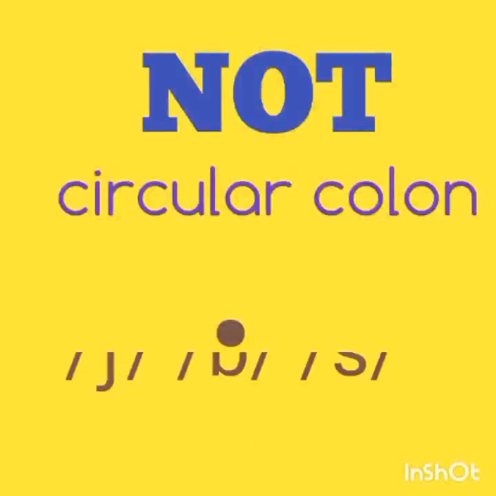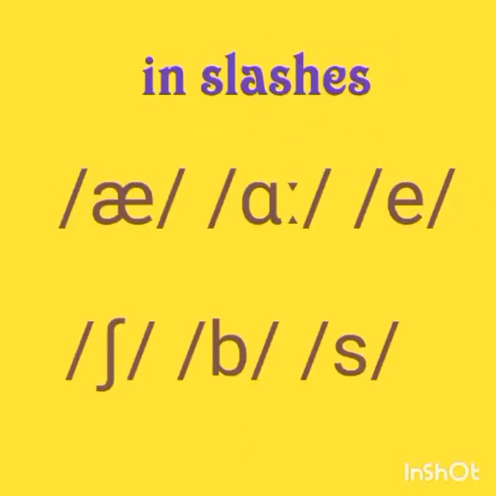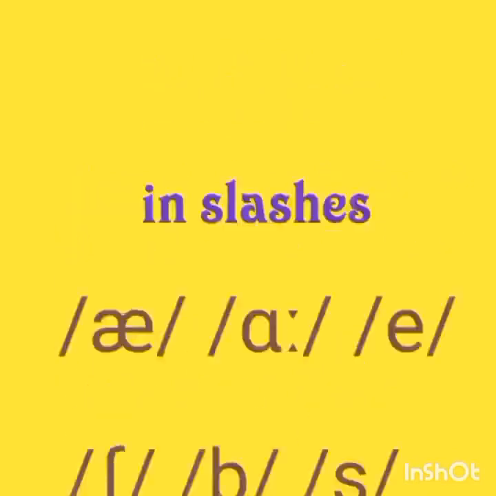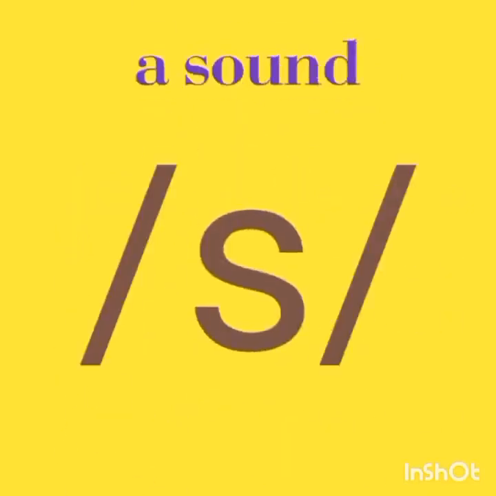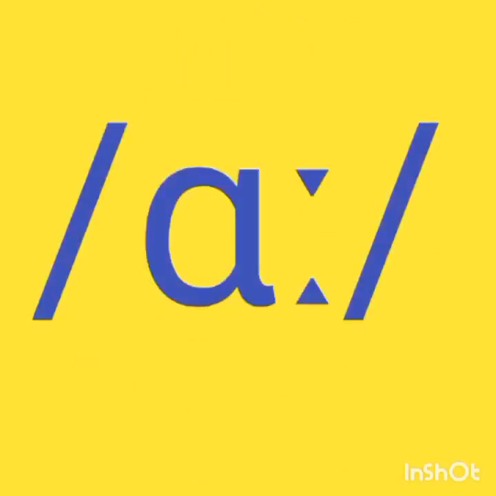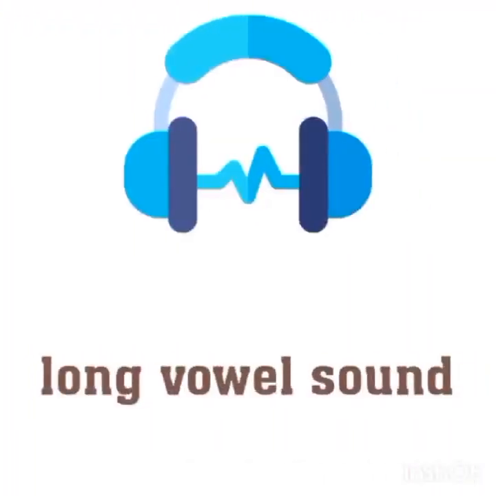Note also that all these sounds are usually presented in slashes to be able to differentiate a letter from a letter sound. This is a vowel sound. It is sounded R. It is said to be a long vowel sound because it is sounded with long breath.